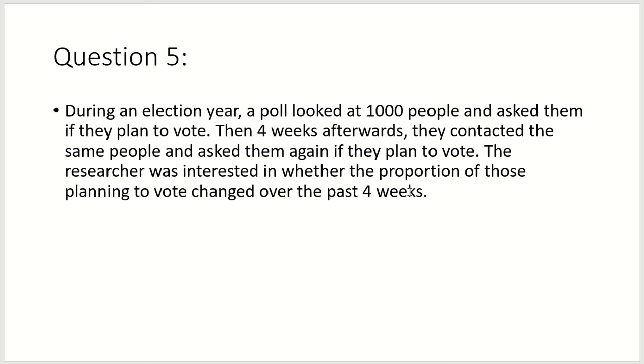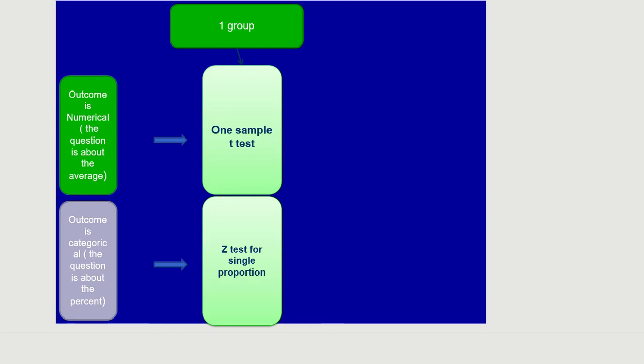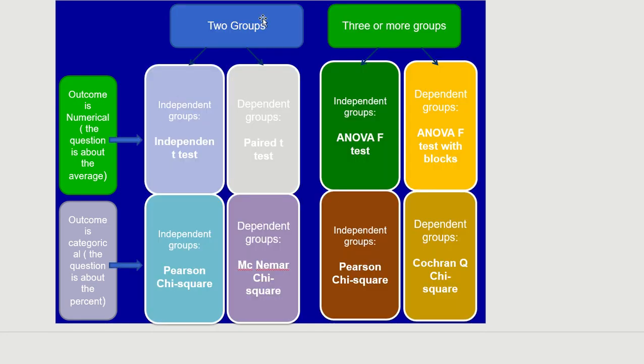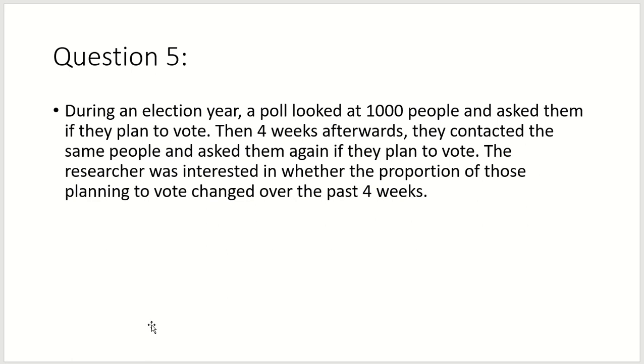So how many groups do we have? We have two groups. I mean, it's the same people, but it's two groups, before and after. So it's like at time 0 and at time 4 weeks. And the outcome is whether they want to vote or not. So let's look at our map, two groups. The outcome is categorical, but these are the same people. So it's going to be the McNemar chi-square. What is the null hypothesis? Proportion that plan to vote at time 0 equal proportion of those that plan to vote at 4 weeks.